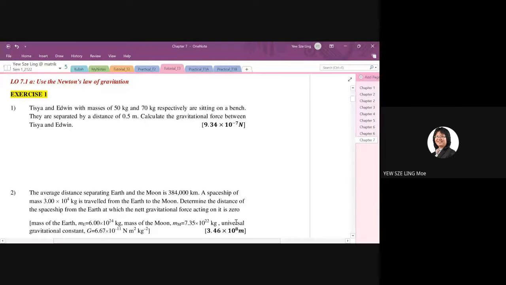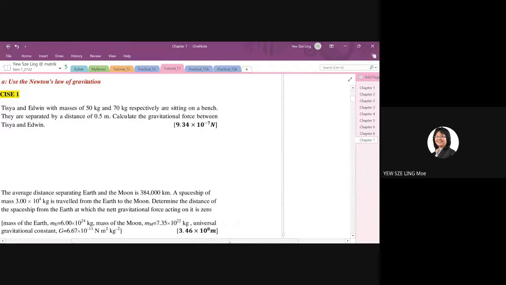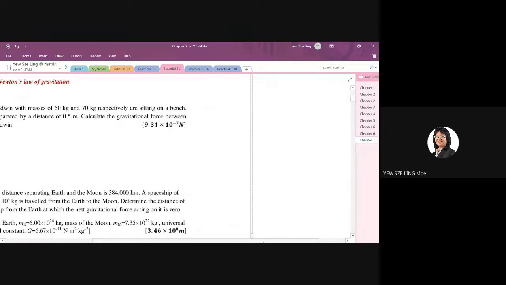Okay, so chapter 7, we have gravitation. We are going to look at everything about gravitation. First of all, let us go through a quick revision, to see what are the things that we have to know in chapter 7.